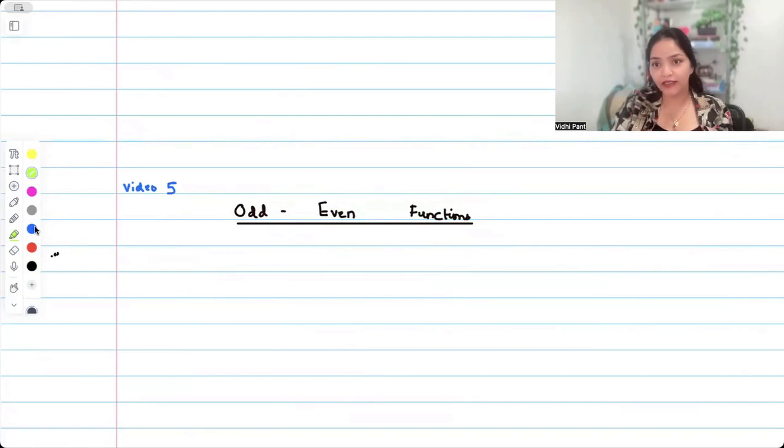And today we will be tackling the concept of odd and even functions and a lot of game-changing consequences which they carry. So grab your notebooks and let's dive in.